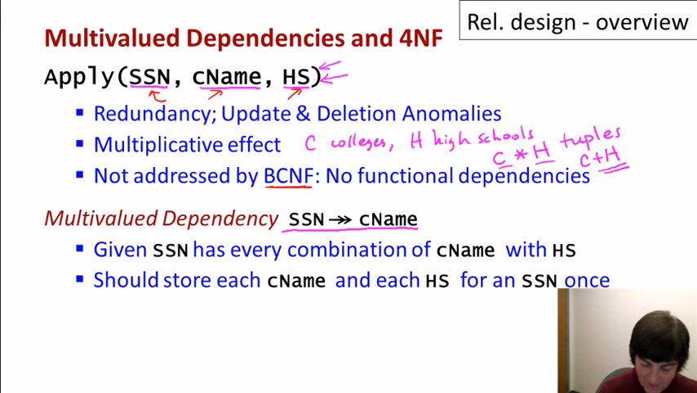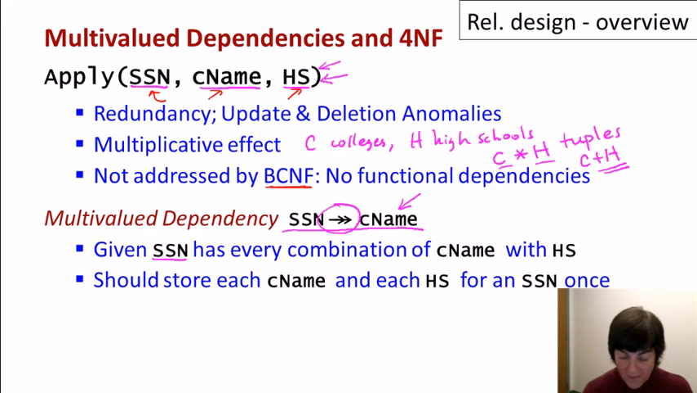When we specify a multi-value dependency, as we've done here with the double arrow, what this is saying is that if we take a particular social security number, in the relation we will have every combination of college names that are associated with that social security number with every high school that's associated with that social security number. We'll actually see that when we have this multi-value dependency, we automatically have this one too. I know it seems a bit complicated, and we will formalize it completely, but for now just think about the English statement that the multi-value dependency is saying that we're going to have every combination of those two attributes, or the values in those attributes, for a given social security number. In other words, those values are really independent of each other.